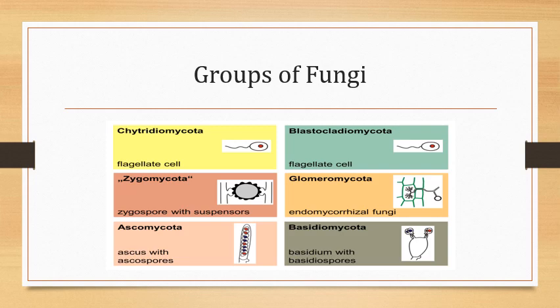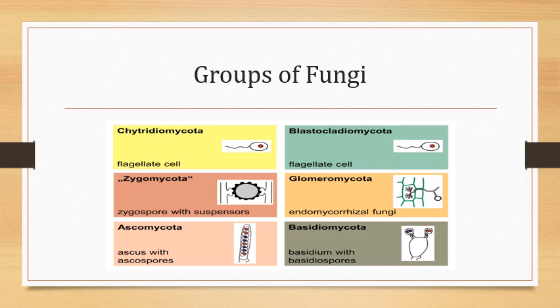First one is the Chytridiomycota, commonly known as the chytrids. They are present worldwide and they involve zygotic meiosis. And in Blastocladiomycota, they are actively motile and produce zoospores. They are motile by flagella.